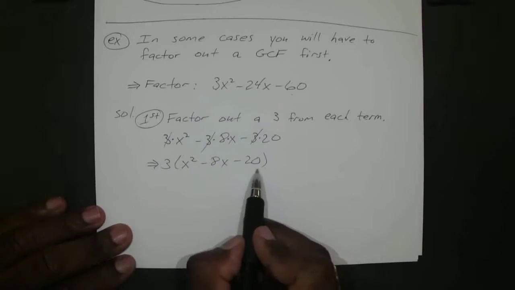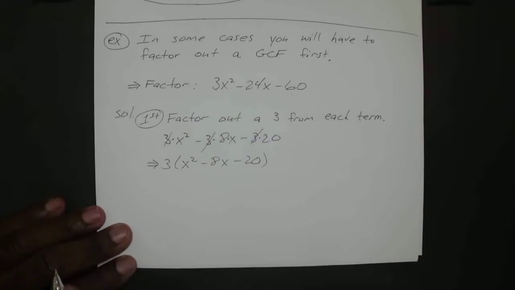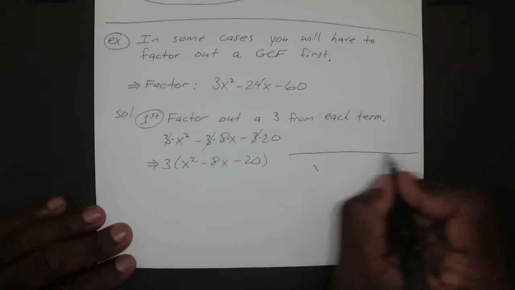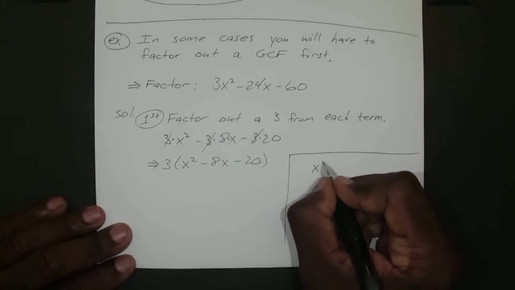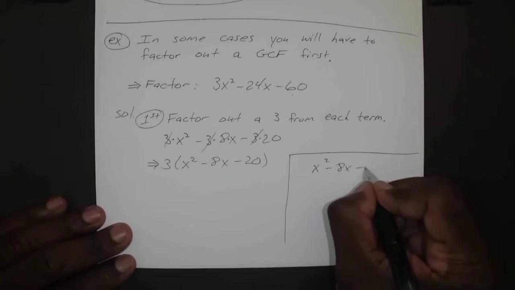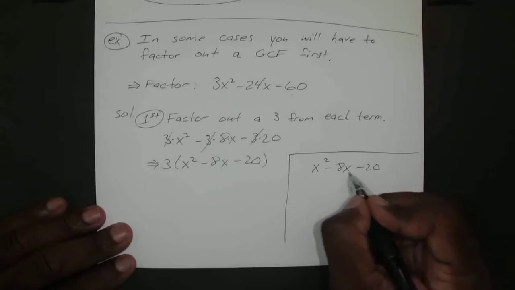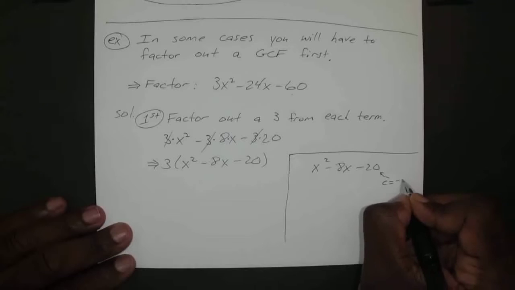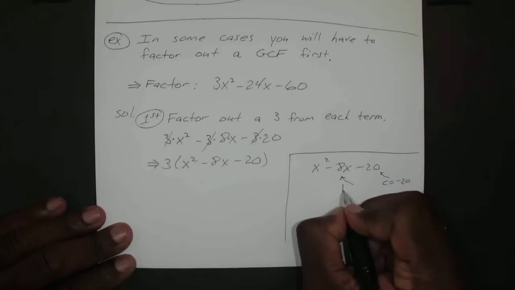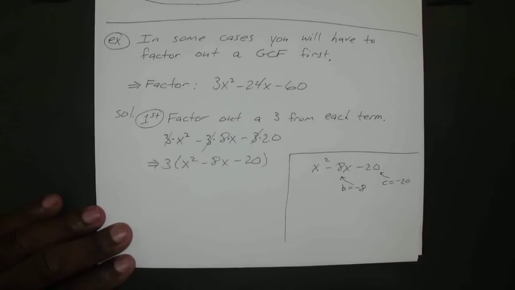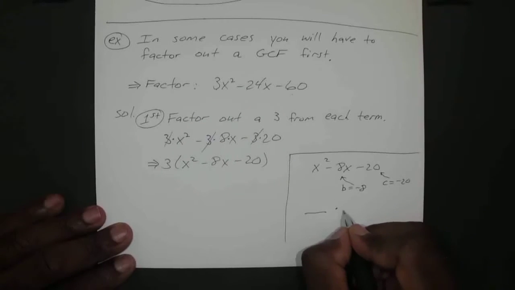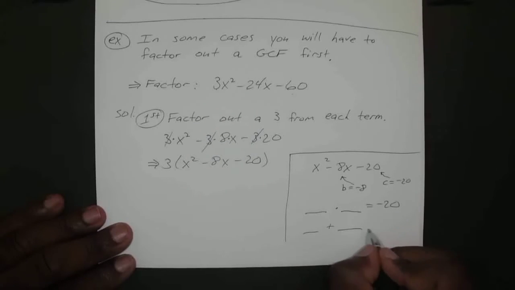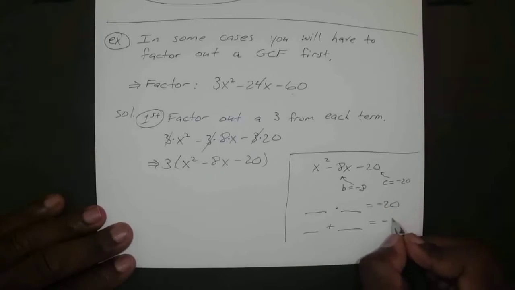Okay, so now you just factor what's in here. If you have x squared minus 8x minus 20, you just have to find two numbers. Well, you know your c is equal to negative 20, and your b is equal to negative 8. You just have to find two numbers that multiply to equal your c, and those same two numbers add to equal your b.